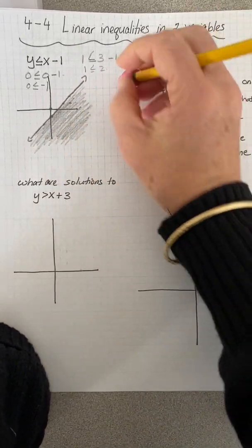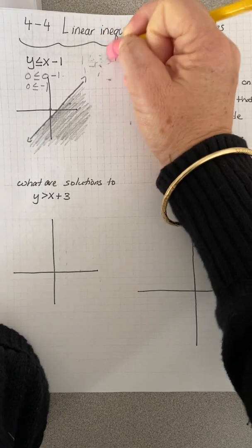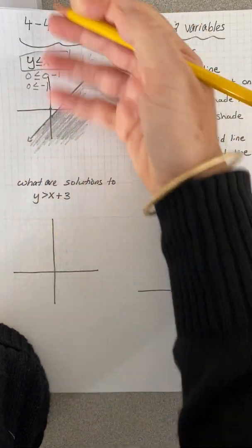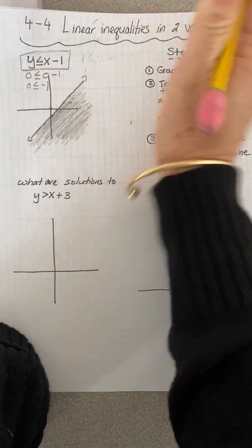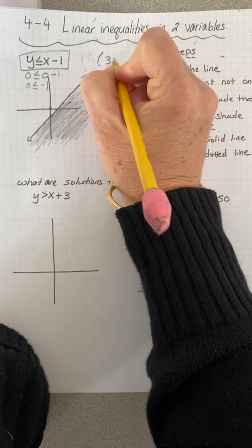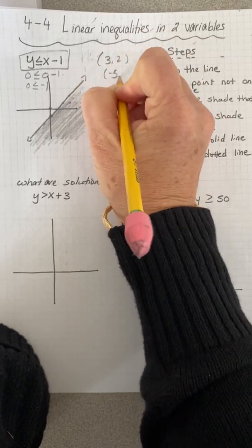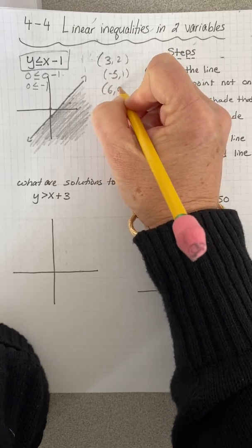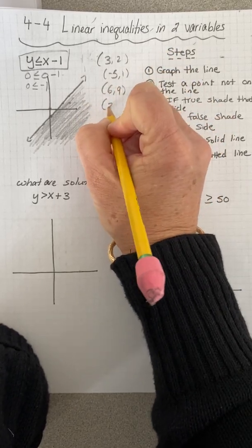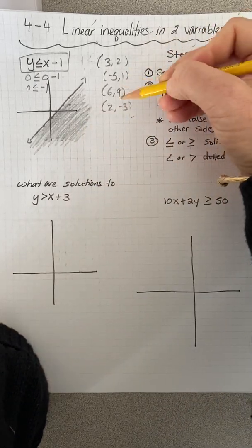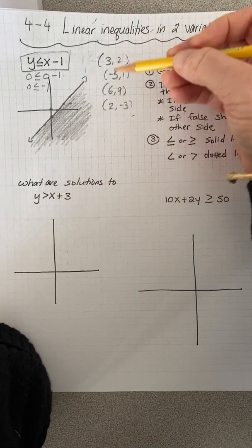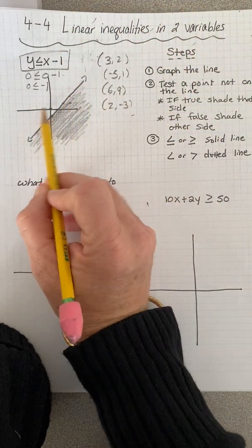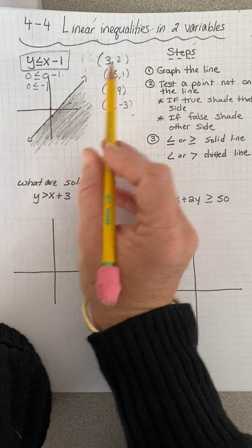So occasionally, you might get a multiple choice question that has this equation and gives you like 5 or 6 points. It says like 3, 2, -5, 1, 6, 9, 2, -3. And you have to pick which of these coordinates works for that inequality. Well, if they give you the inequality, you could plug it in, or if you looked here, you could look and see if it worked too.